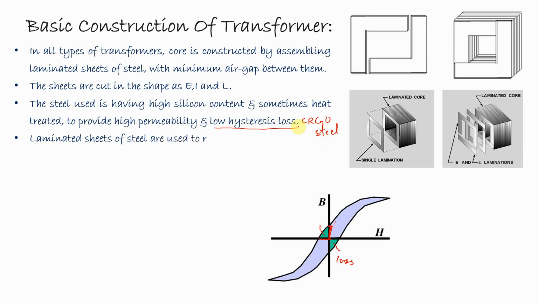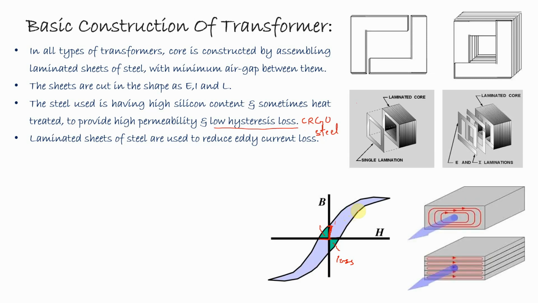Similarly, laminated sheets of steel are used to reduce the eddy current loss. Eddy current loss arises when the alternating flux flows through the core, and the core material is also a good conducting material. So according to Faraday's law of electromagnetic induction, an EMF is also induced in the core of the transformer. As a result, a current starts to circulate within the core. This is called the eddy current.